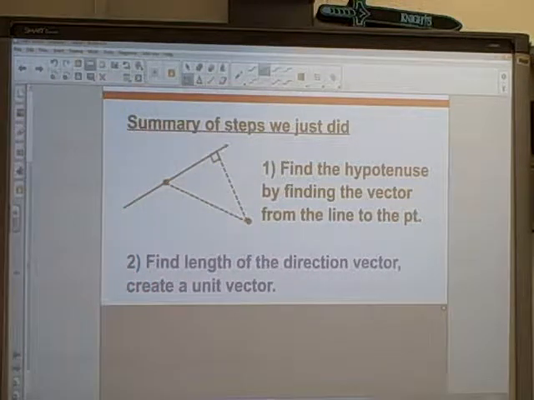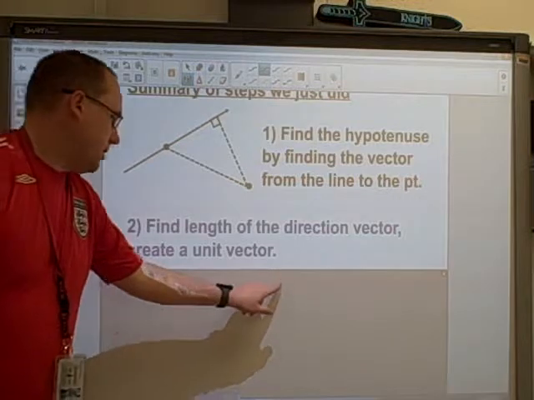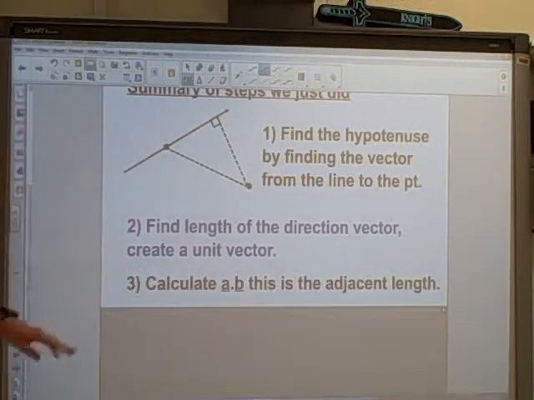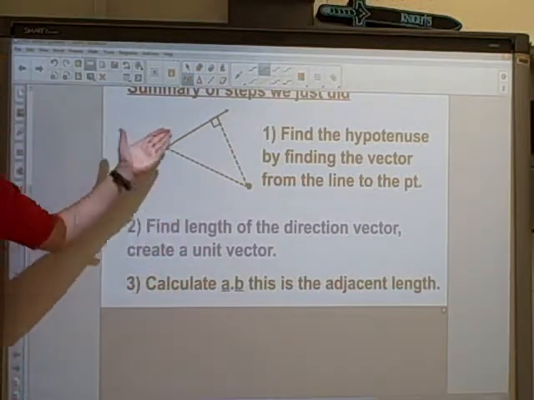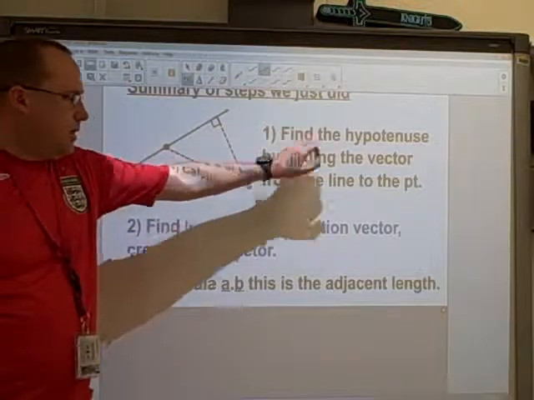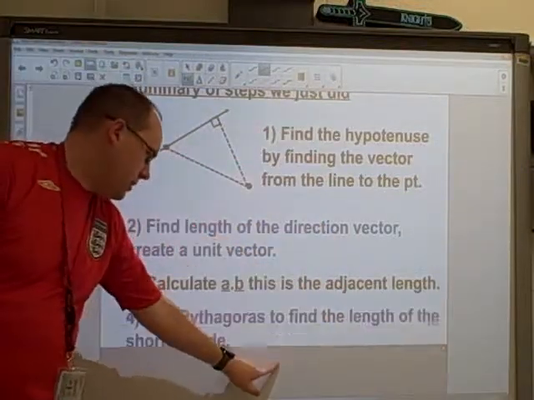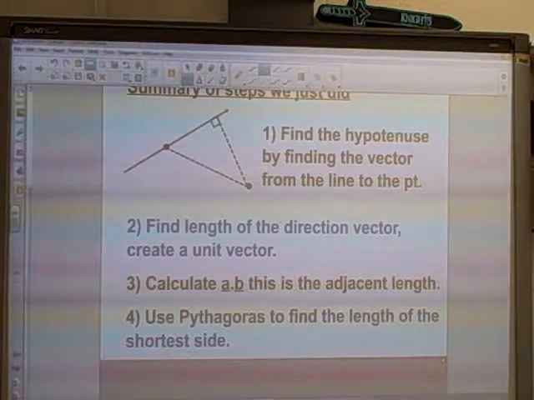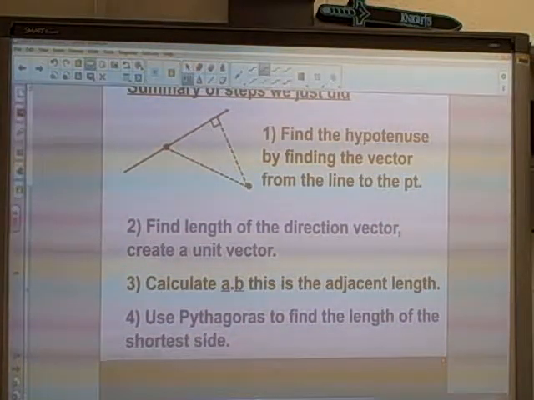So the next thing we did is we found the length of the direction vector, and we created a unit vector. The reason we did that is so that when we work out our third step, conveniently we'll find the length of the adjacent side. Step 3, calculate the dot product between this vector and this direction vector that we had. Once we've done that, that's our adjacent length. And then as we know the length of the hypotenuse and we know the length of the adjacent side, step 4 is we're going to use Pythagoras to find the length of the shortest side.